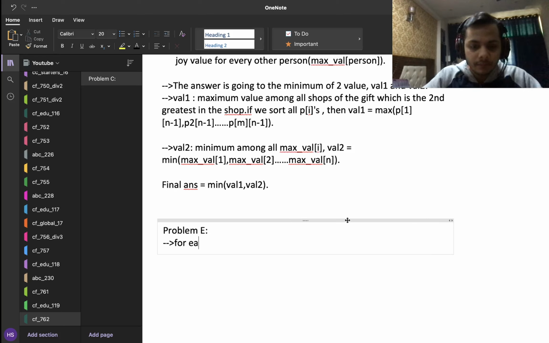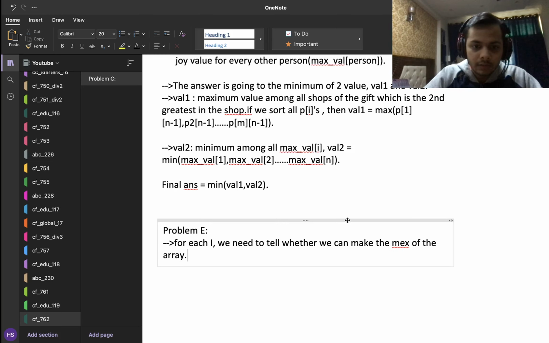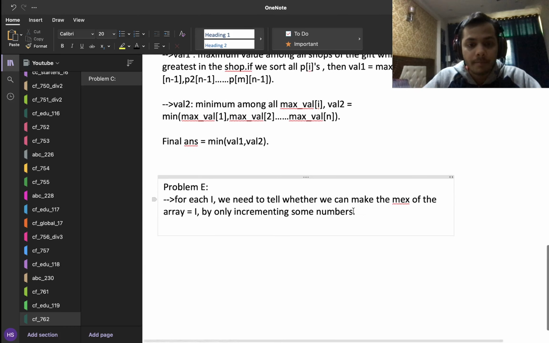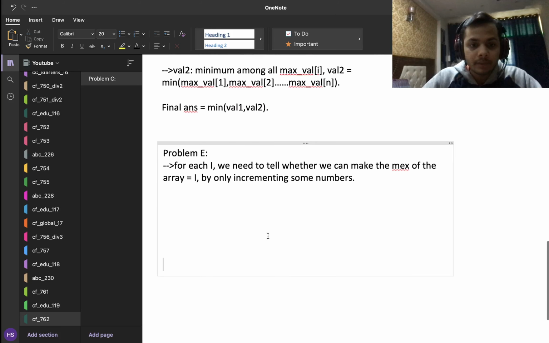So for each I, we need to tell whether we can make the max of the array equal to I by only incrementing some numbers, right? Okay, cool. Let's see. What does it mean to make the max equal to I? So, conditions for max equal to I.